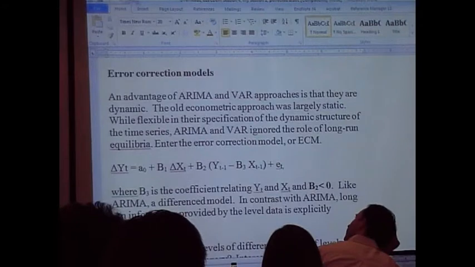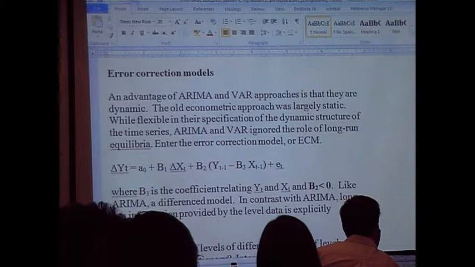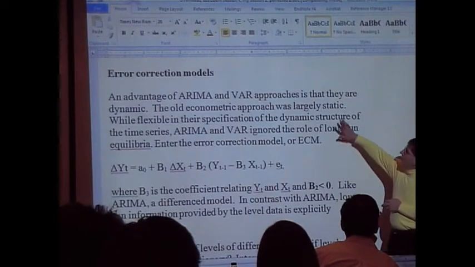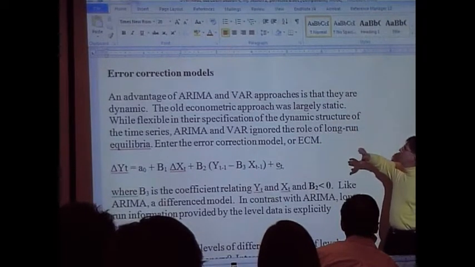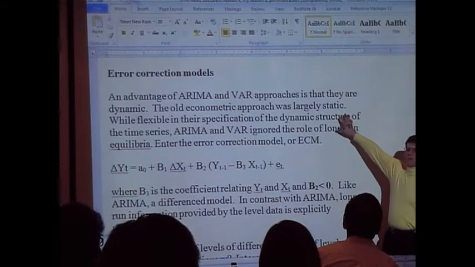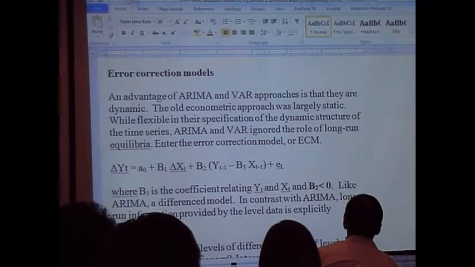Later on, error correction models. I've already talked about some of the advantages of ARIMA by comparison with this econometric approach. And VAR had some of the same advantages, right? Both are dynamic approaches, whereas the econometric approach was basically static. Both specify the dynamic structure of the time series. But neither one explicitly models the role of equilibrium or equilibria in the series. And that's where the error correction model came in.